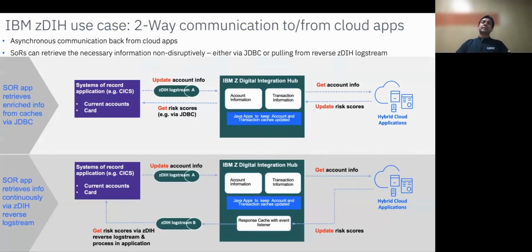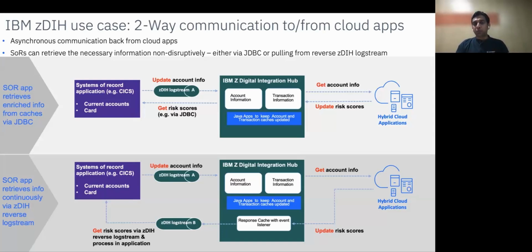This is another use case of the Digital Integration Hub. Here we are referring to two-way communication to and from cloud. So don't confuse it with two-phase commits. ZDIH doesn't support updating information back to our mainframe databases, files, or different data stores. Here we are talking about the two-way communication of information with the help of Z Digital Integration Hub caches. So let's see how we can do that.